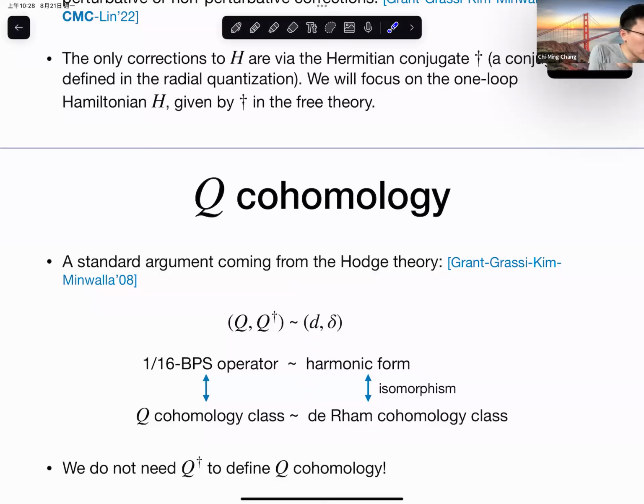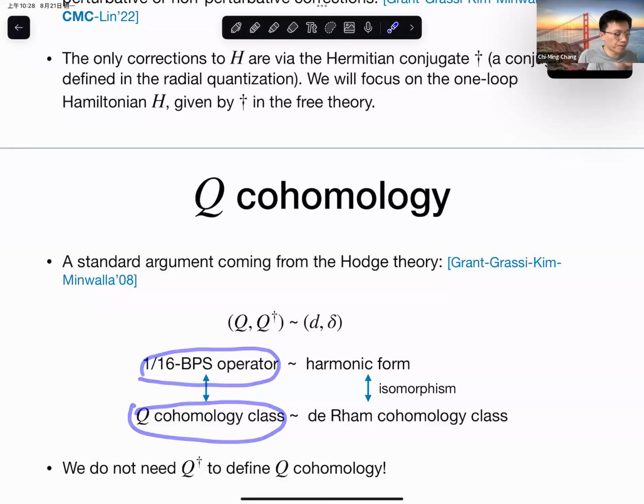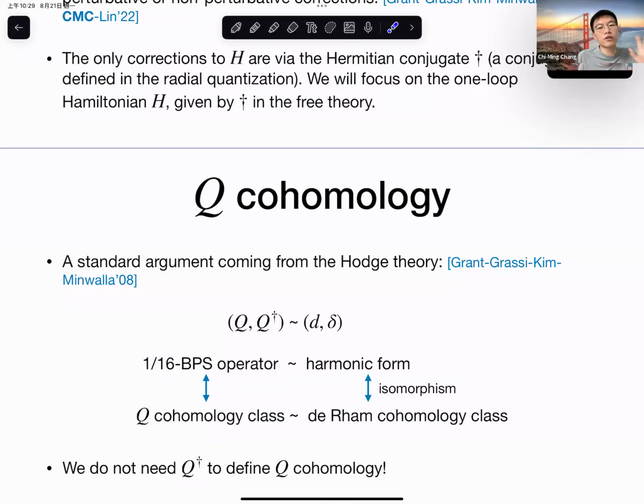Now we can make this analogy. The exterior derivative d in our case is the supercharge Q, and the codifferential delta in our case is Q dagger. The 1/16 BPS operators are the operators that are annihilated by both Q and Q dagger, so they are the analogy of harmonic forms. By this comparison, there is a one-to-one correspondence between 1/16 BPS operators and the Q cohomology classes. This gives us a very important advantage: to define the Q cohomology, we actually do not need Q dagger. We only need the information of Q. So the first part of my talk will be the study of the Q cohomology, the 1/16 BPS operators, and we do not need Q dagger.